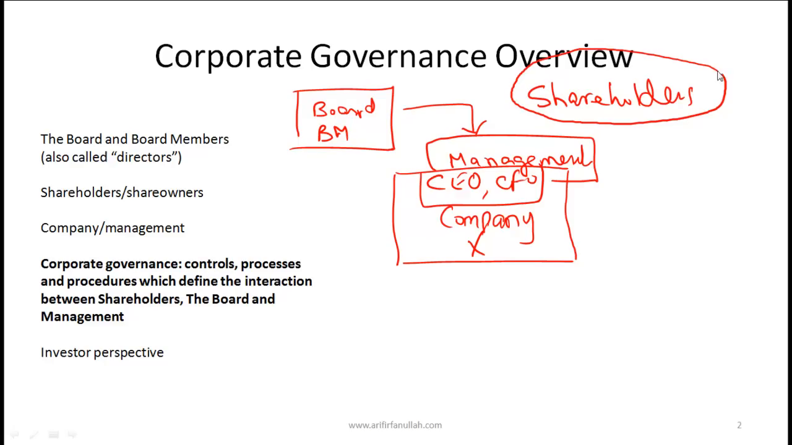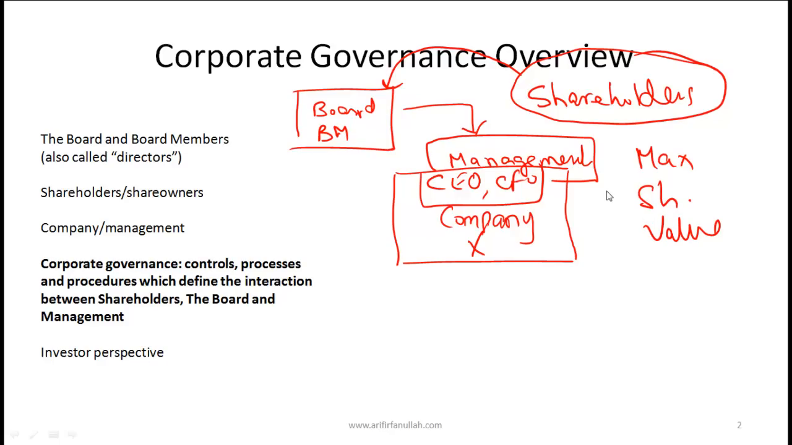So the shareholders are the real owners of the company. The board should represent the shareholders in making sure that the management is doing a good job of running the company. And doing a good job may mean that management is doing whatever it can to maximize shareholder value. So that is the fundamental theme.